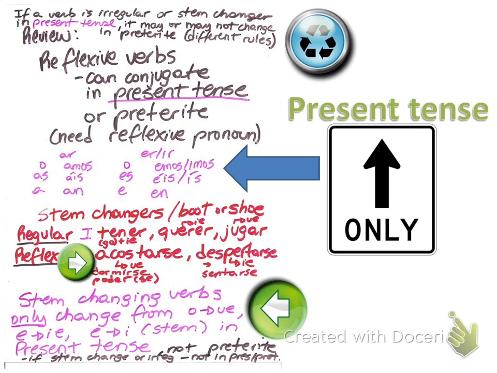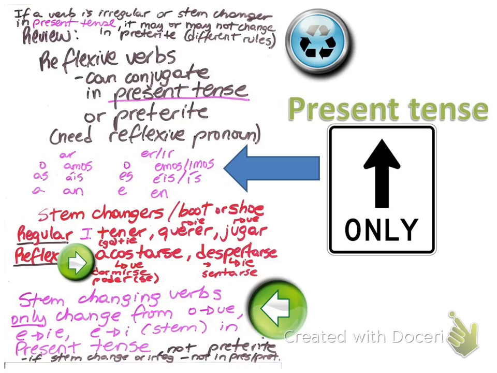So work backwards from the verb, take away the reflexive, and then put your reflexive pronoun that agrees with the subject. Then work with your AR, ER, IR, and put the ending for either present or preterite. In the present tense, it makes an extra stem change. For acostarse, it's an O to UE change inside the boot. Despertarse is the second E, not the first one, that changes inside the boot.